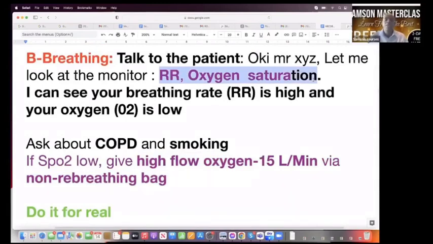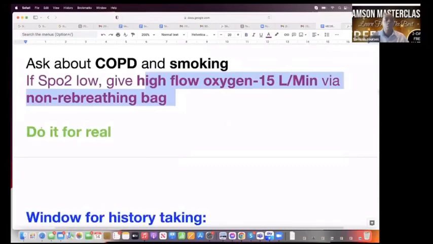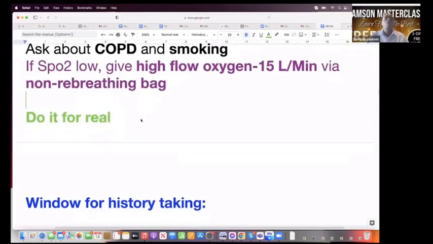Because we are at B, it's not time to start talking about heart rate or temperature or blood pressure. When you're at B, you only look at oxygen saturation and respiratory rate. If oxygen is low, then you give high flow oxygen. Before giving high flow oxygen, you simply ask about any COPD. No. Then you do things for real. Take your mask, apply it on the patient's face and say you'll be giving high flow oxygen. Done. Then what else have we done?